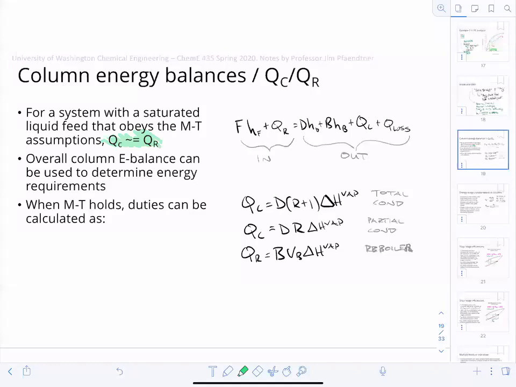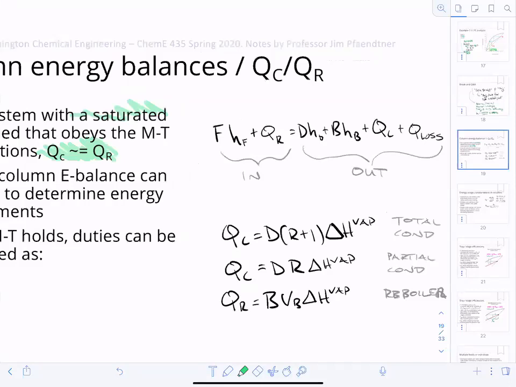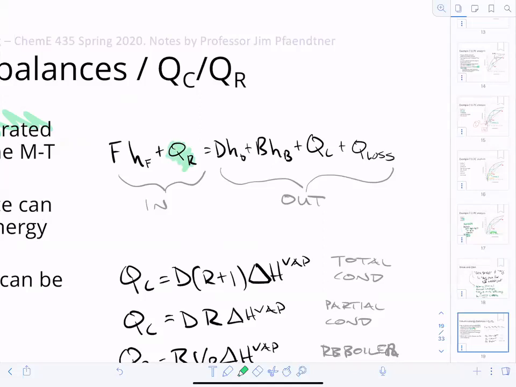If you have a saturated liquid feed and you obey all the McCabe-Thiele assumptions, your reboiler and condenser duties are going to be about exactly the same. So all bets are off when that's not the case. You can do an overall energy balance on your column. This should be familiar to all of you. We have energy entering the column from our reboiler, and then the enthalpy of the feed multiplied by the molar flow rate of the feed. So those are energy flows in. It would be units of energy per time, so kilojoule per hour or whatever.